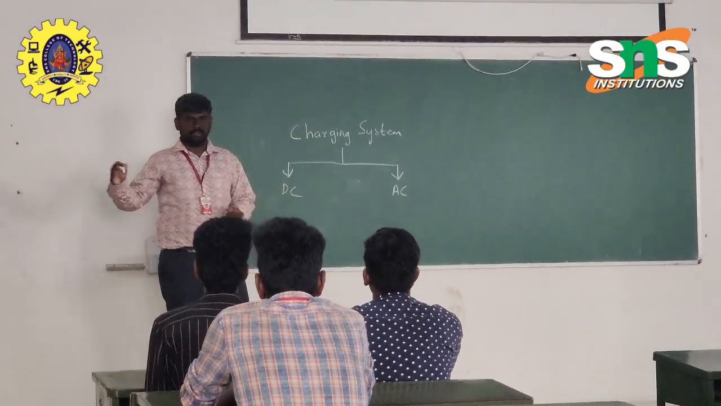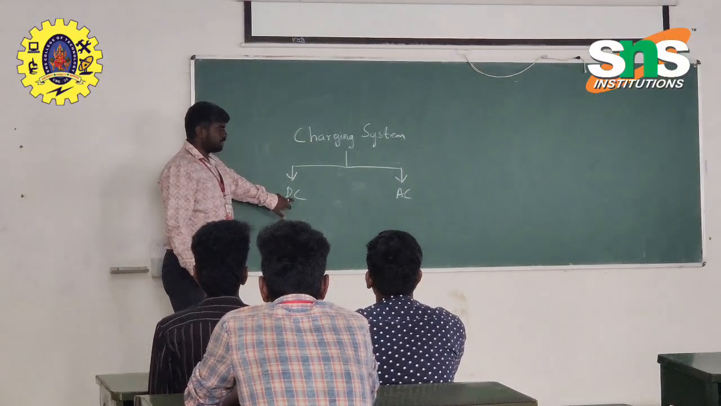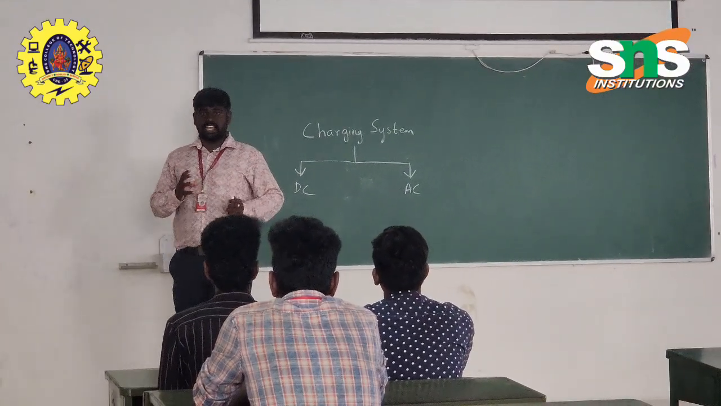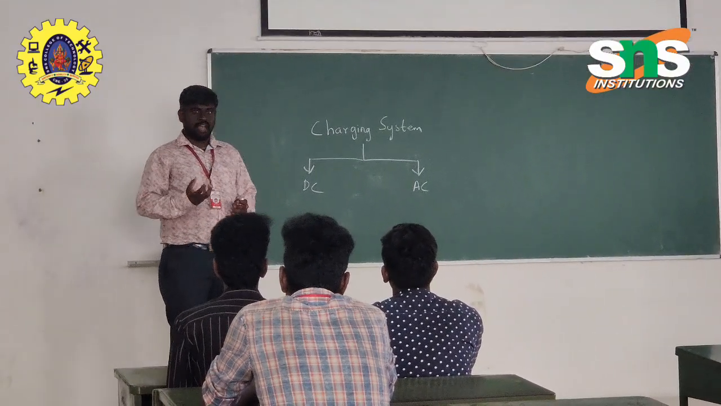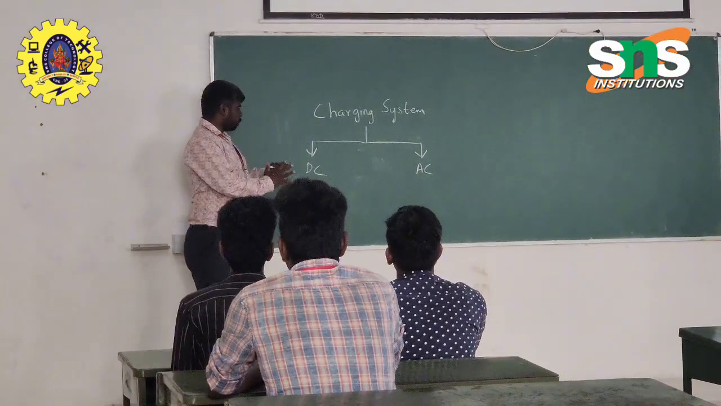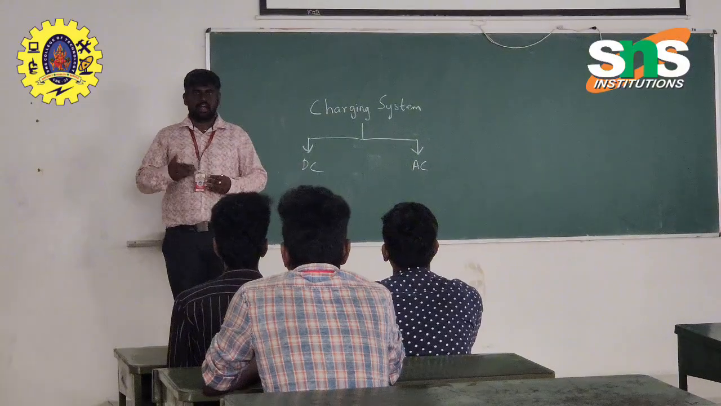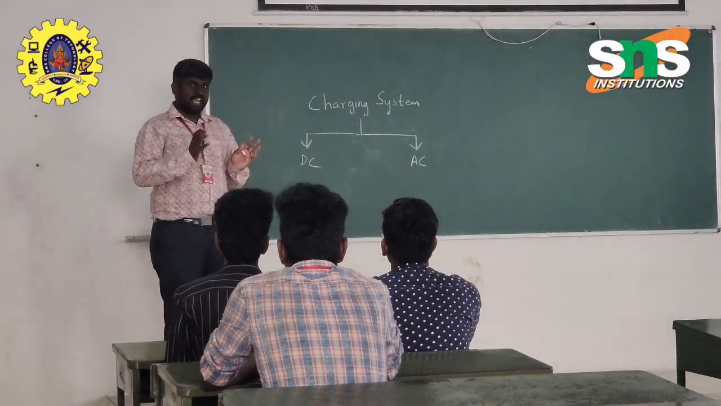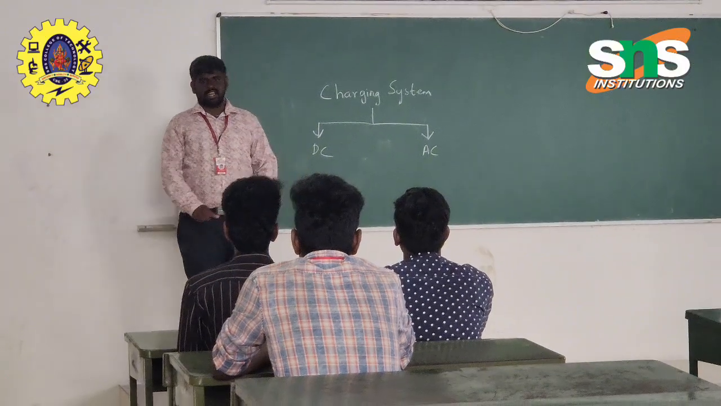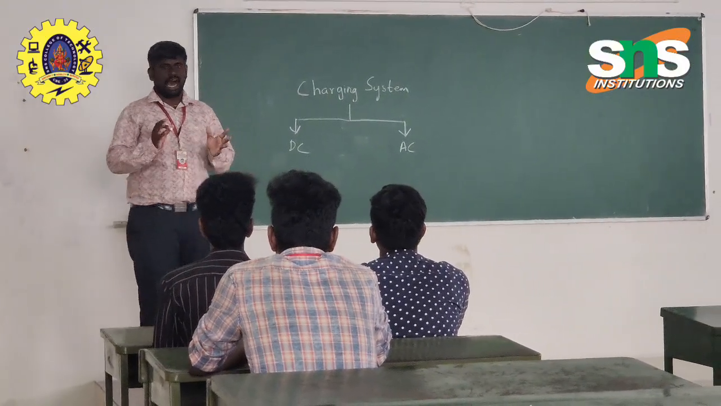It was used in popular vehicles and in railways, but it has several disadvantages because the amount of current produced by this DC generator is very small, which cannot be used for all the electrical components. So, in order to replace that, we use the AC generator, which is called the alternator.